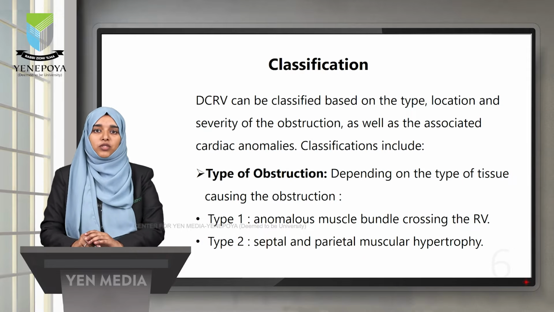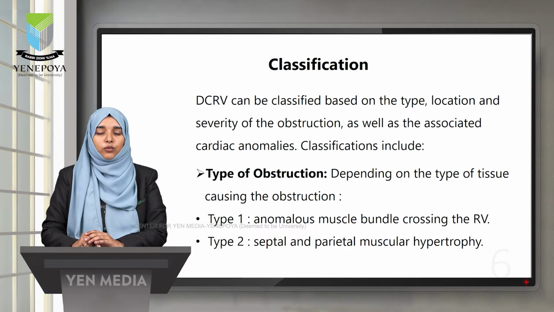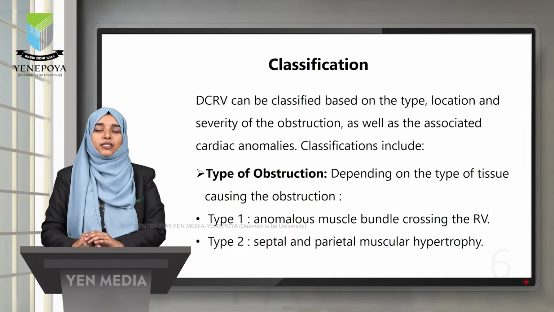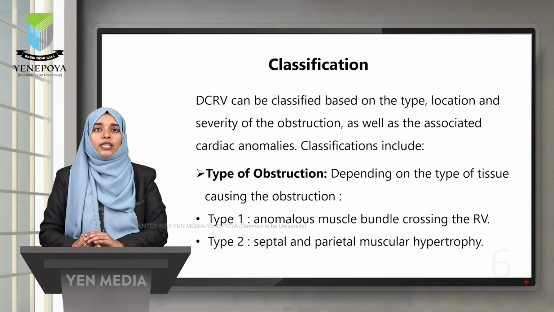DCRV based on type of obstruction can be divided into two, type 1 and type 2. In type 1, the obstruction is caused by an anomalous muscle bundle which crosses the right ventricle. In type 2, the obstruction is caused by a septal and parietal muscular hypertrophy.